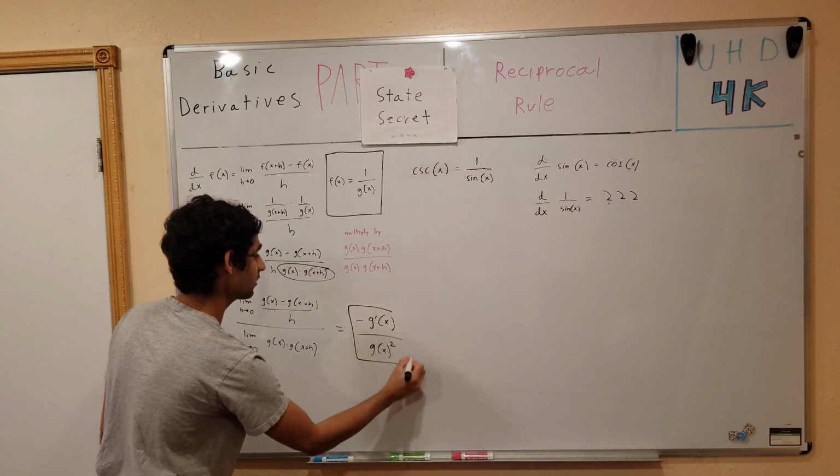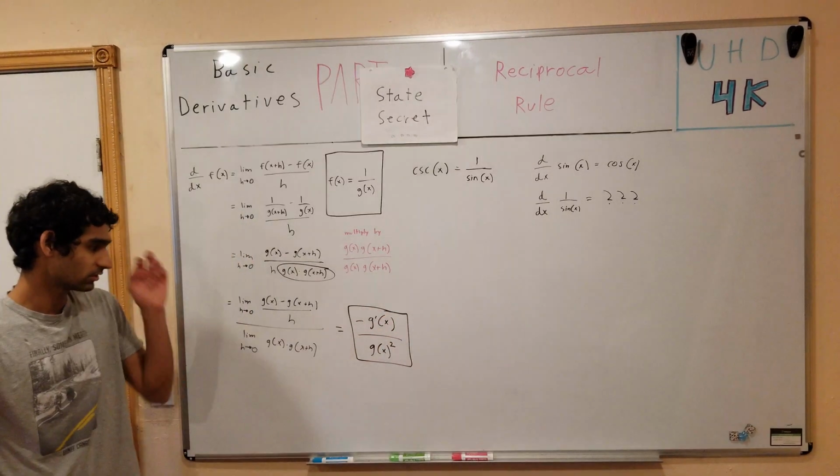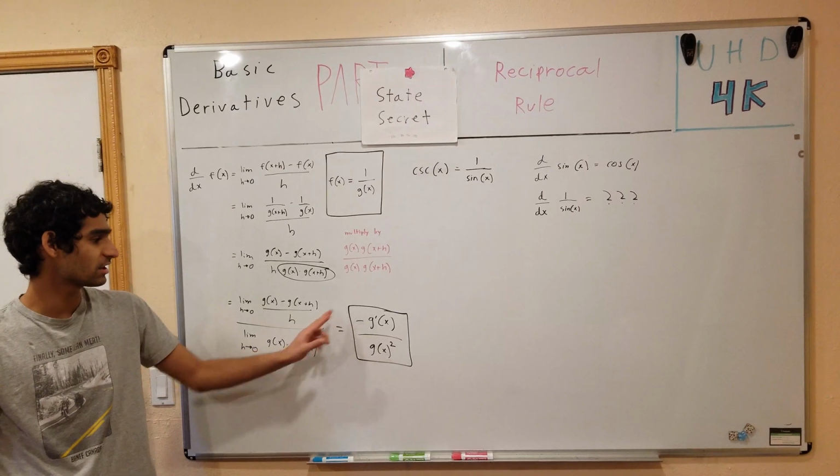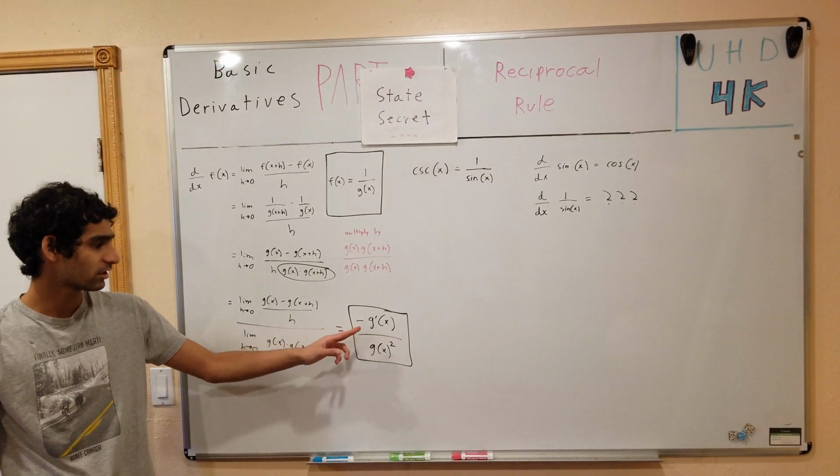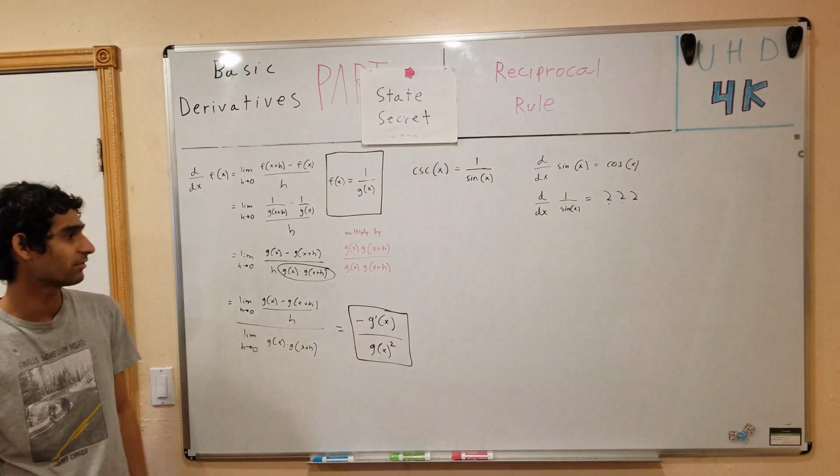And this over here is the reciprocal rule. So the derivative of the reciprocal of a function g of x is equal to negative g prime of x divided by g of x squared.